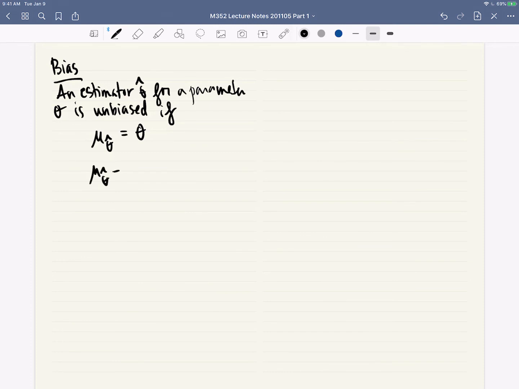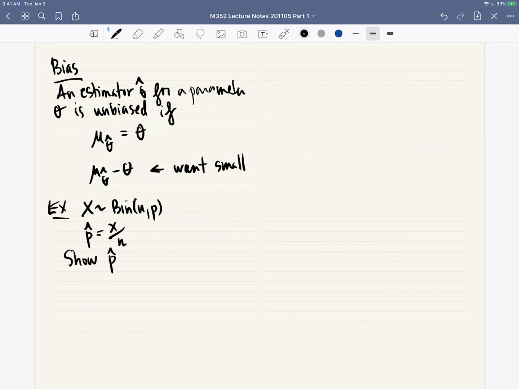So when we talk about bias, a lot of times we'll look at that difference. And of course we want bias to not be present, and so we want this difference to be small, if we can. But let's look at this proportion and our estimator for proportion. If x is a binomial random variable with parameters n and p, and if we define p hat to be the random variable x over n, let's show p hat is an unbiased estimator.